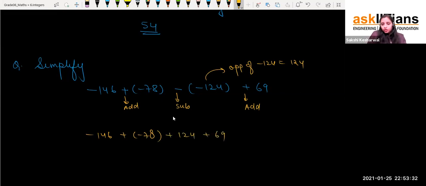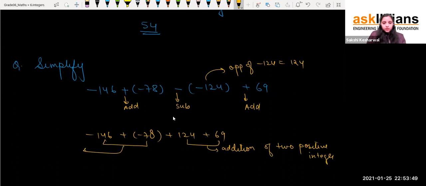Now give a close observation, beta. These two numbers are already like addition of two positive integers. Addition of two positive integers? Yes or no? And this is what? Addition of two negative numbers? Yes or no? Addition of two negative integers? Yes or no?